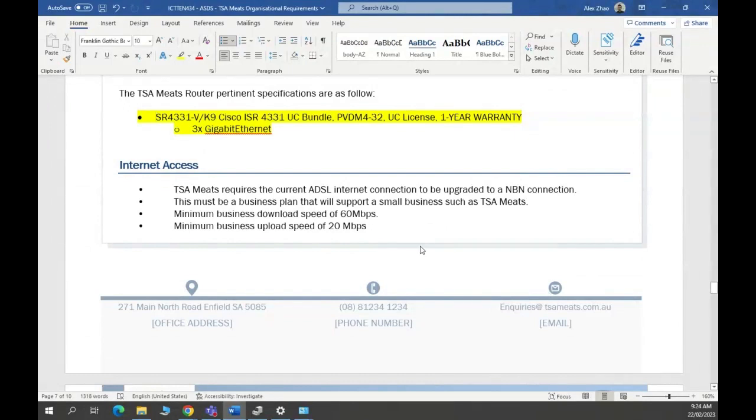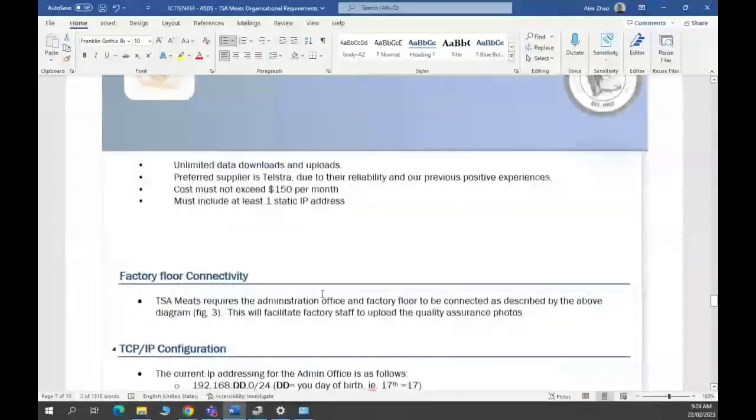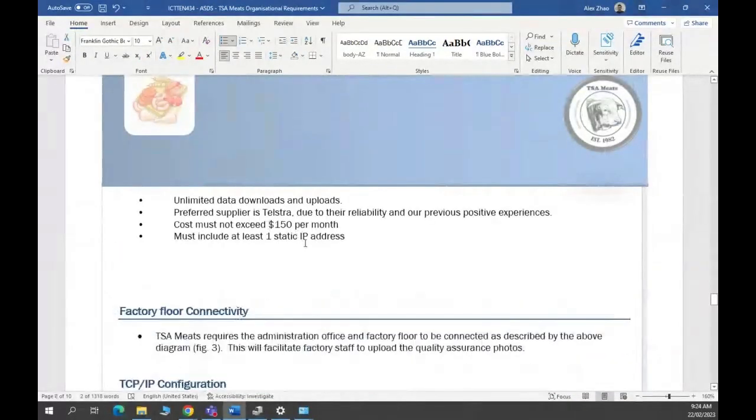Okay? So what are the requirements? It needs at least 60 megabits per second download and 20 megabits per second upload, and it must be unlimited data downloads or uploads, and the preferred supplier is Telstra. I'm sure all of you are going to go, what? Why would you want to do Telstra? Well, it doesn't matter. This is the thing.